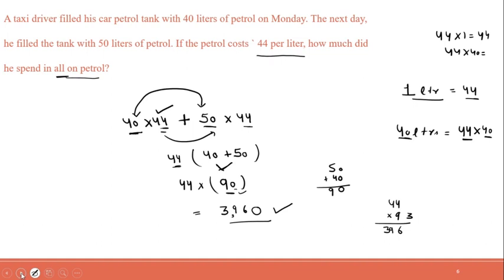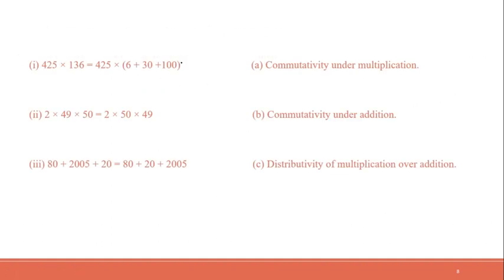Now let's come to the next one. Here we have to match the following. Here it is written commutativity under multiplication. Here it is written commutativity under addition. And here it is written distributivity of multiplication over addition. So first we will check this.